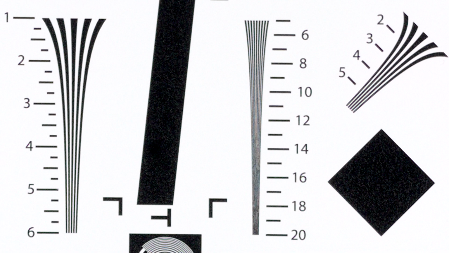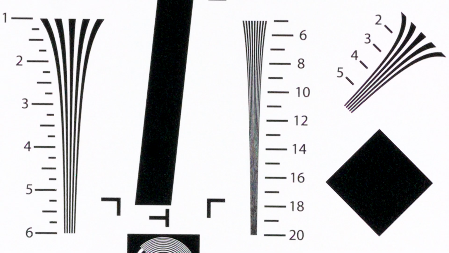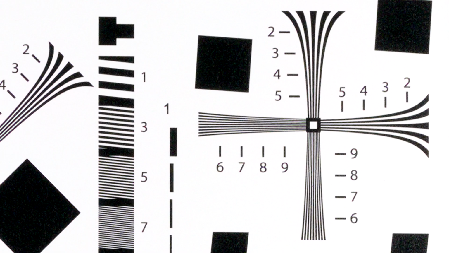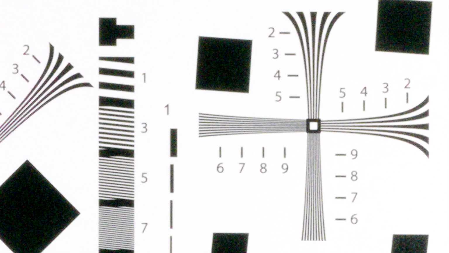Looks like around 1,000 lines at f4, maybe 800 at the edge at f4, 1,200 lines at the center at f8, and I'd say around 1,000 at the edge. And at f16, our image starts to fall apart pretty quickly, just because of diffraction through the iris, but that's to be expected.